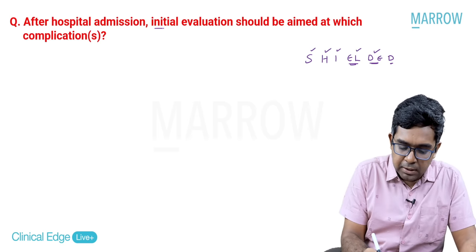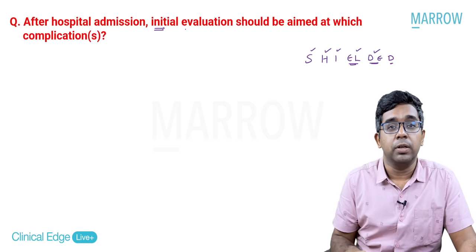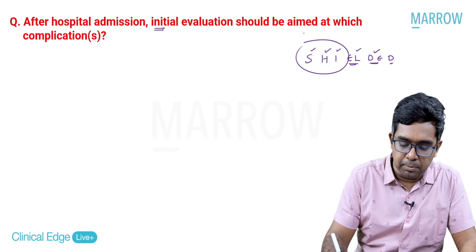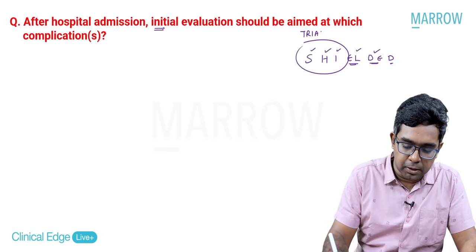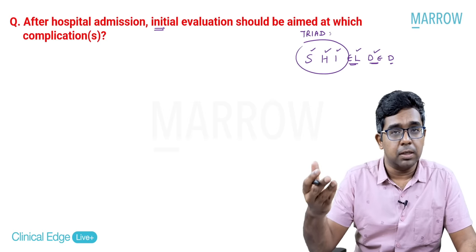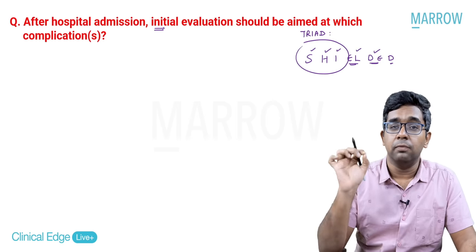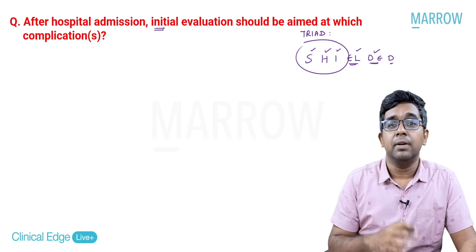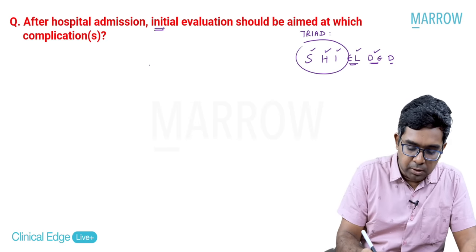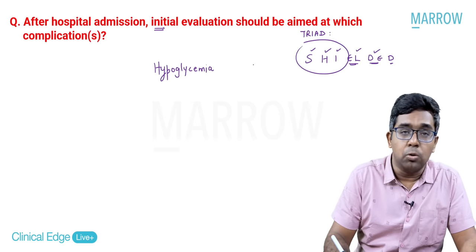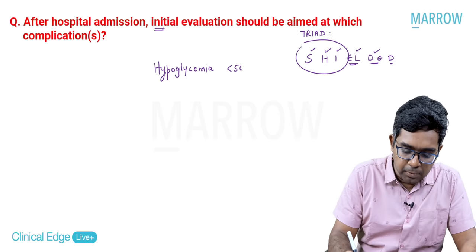But initially, which complications are you going to target? It is the first three complications, which are supposed to be like a triad of complications. Meaning, if one of these complications occurs, the other complications are also usually associated. And that is what we need to initially evaluate and treat in this particular child. What is that? Hypoglycemia, sugars, which is defined by a glucose value of less than 54 milligrams per deciliter.